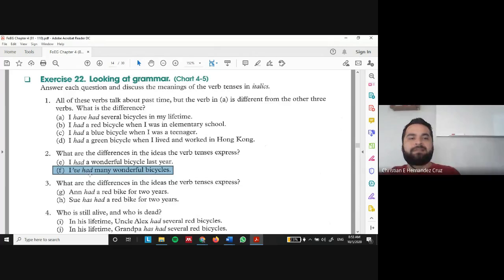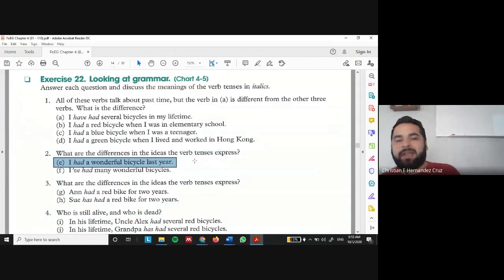It just specifies that you've had any random amount of bicycles and they were all good. This specifies that you had a really good bicycle last year. This also implies that you don't have it anymore. But yes, as we were saying, this would be the simple past, and F would be present perfect.